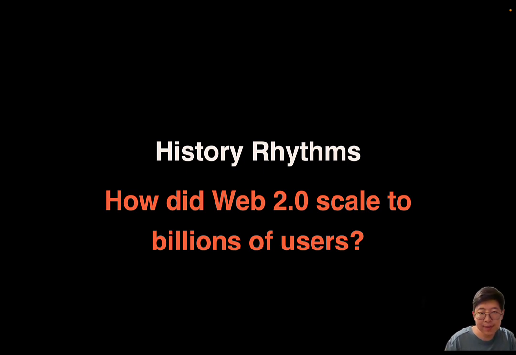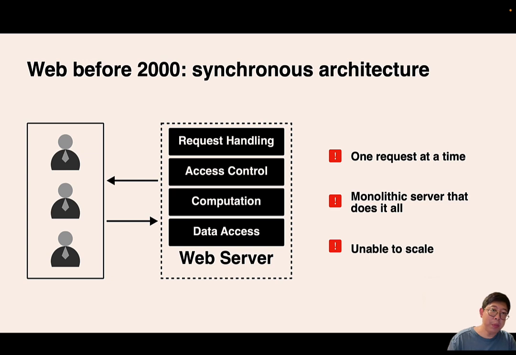So how do we solve that? Well, fortunately, history rhymes here. We actually solved a similar challenge during the Web 2 scaling process. So Web 2 before 2000 was really built on a synchronous architecture, where the web server handles everything as a single thread server. From request handling, access control, computation, data access, it handles user requests one at a time. And it was very clear this type of monolithic architecture does not scale.